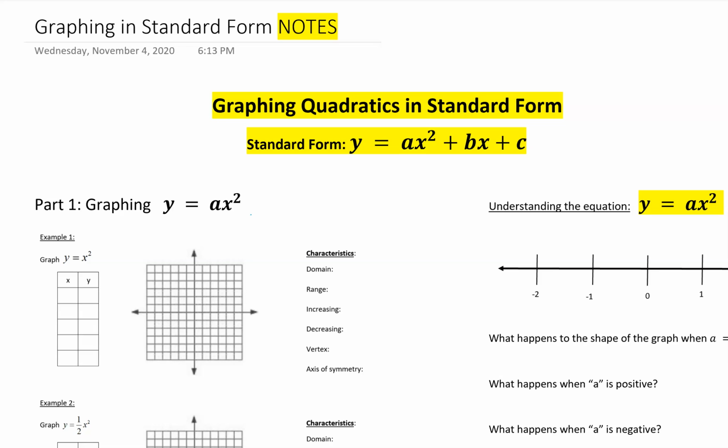Okay, now that we've talked about the different parts of a parabola, we're going to practice graphing the parabolas. And the function that we use is a quadratic function. So this is called graphing quadratics in standard form. So remember that standard form looks like ax squared plus bx plus c. And that's where we get that standard form from.